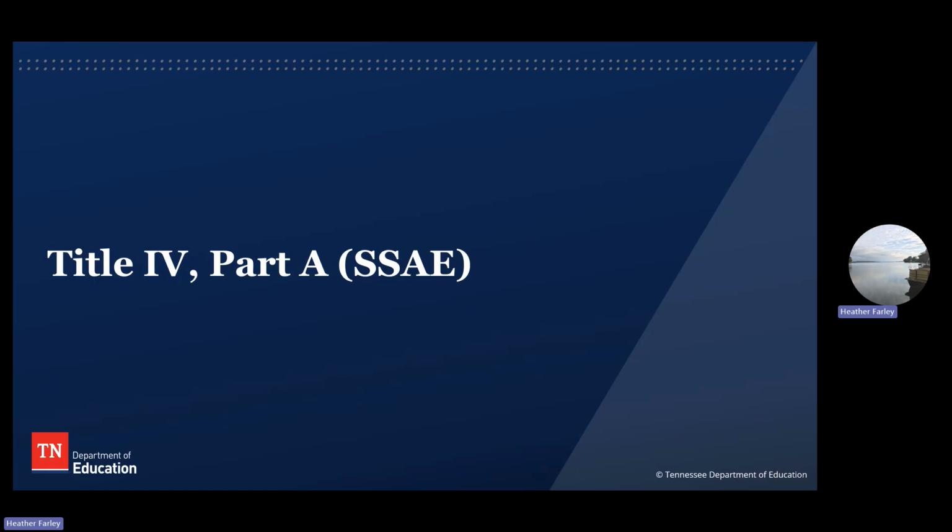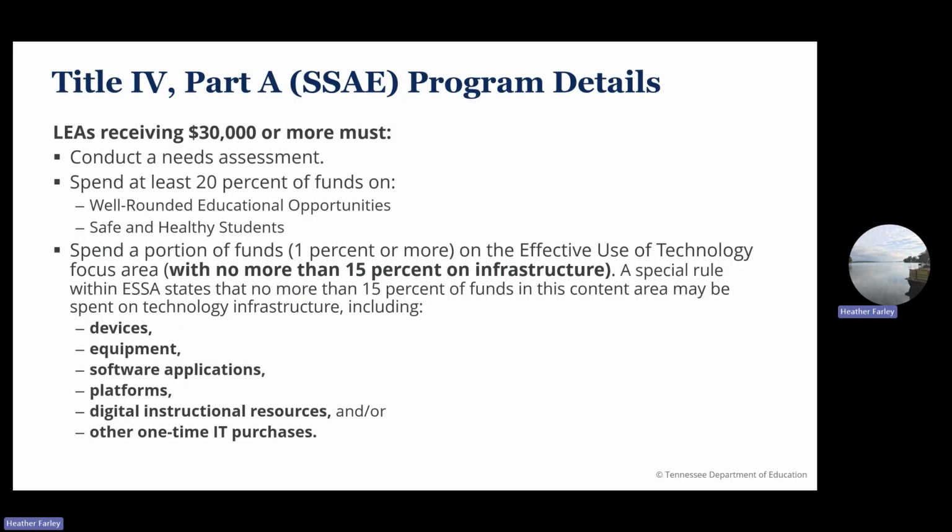Title IV Part A, there are no changes this year. Just a reminder that if you have 30,000 or more, you conduct a needs assessment, which is completed through the district plan, and that there is a requirement you spend at least 20% on well-rounded and 20% on safe and healthy, with at least 1% on effective use of technology. And the effective use of technology under this grant is professional development based in order to grow your staff with the technology they need to help students.